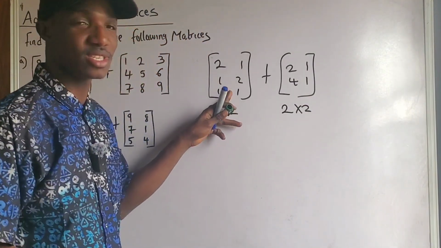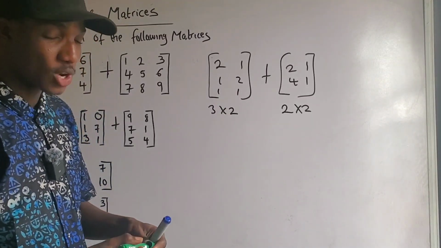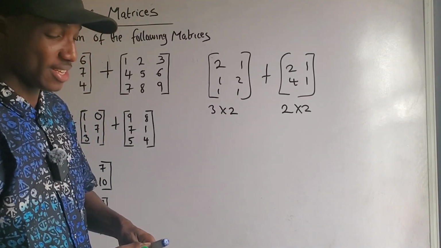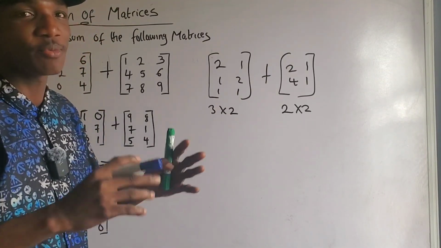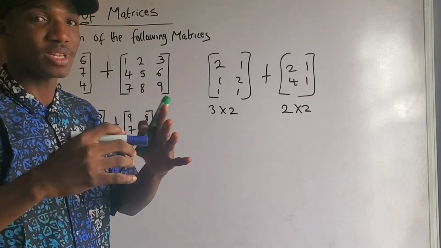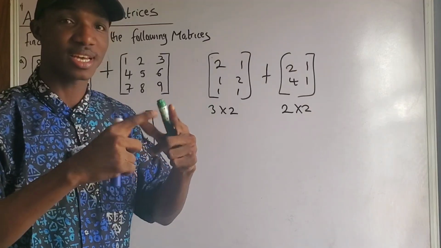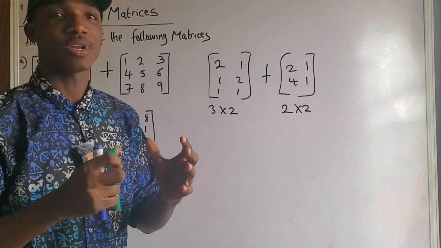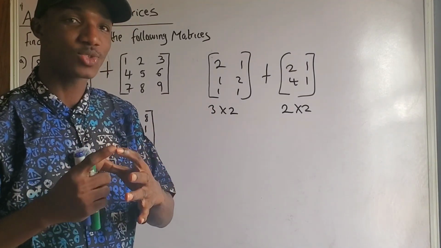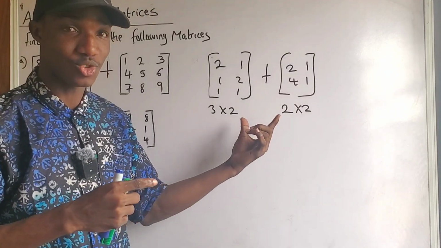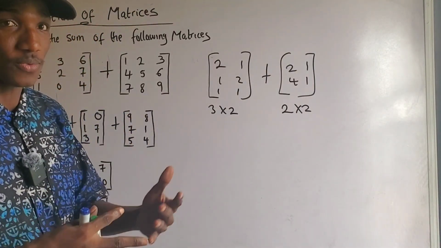Now, these matrices, as you see here, don't have the same order. If you try adding them, you will discover that there will be some element that is going to be left out. And I told you that when I talk about elements, I'm referring to the numbers that are present inside the matrix. So don't get confused.